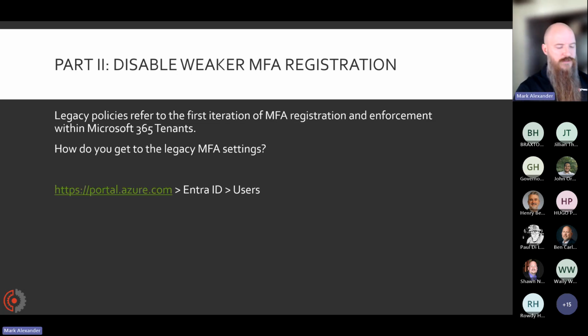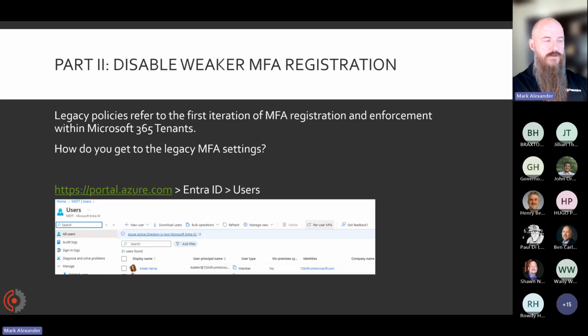Well, what you would do is you would go into Entra ID. We've been in the authentication methods. You would go to the users, which would bring up this screen, right? So you see the list of your users here. This should look familiar. But what you need to do is click on this per user MFA button at the top.